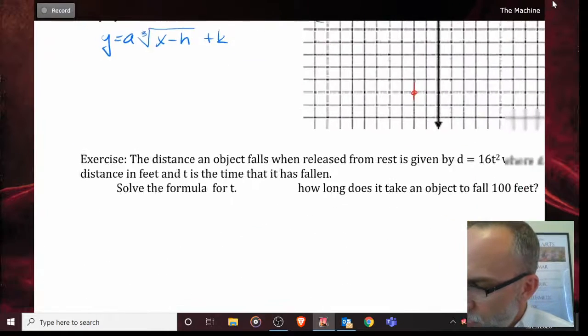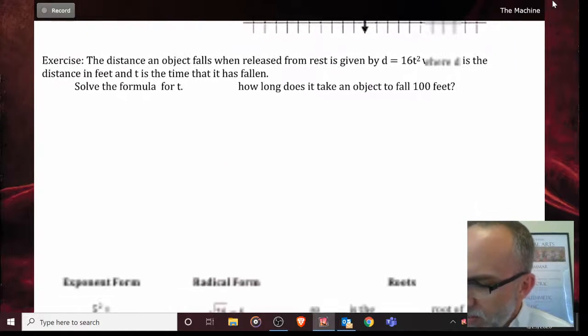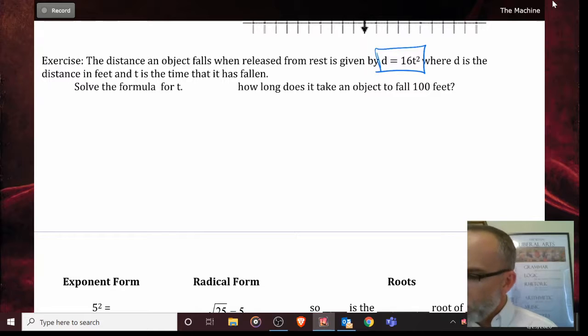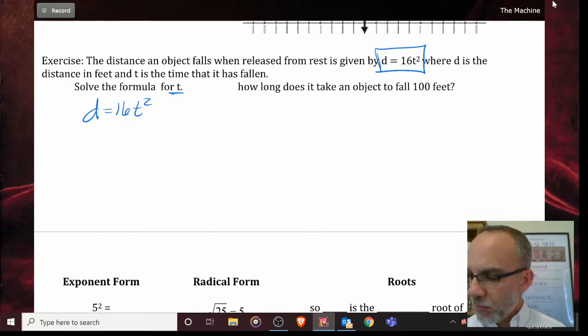Okay, so for this one, the distance an object falls when released from rest is given by d is equal to 16t squared. Here's the formula, where d is the distance in feet. Solve the formula for t. Okay, so distance is equal to 16t squared. The first thing I should do is divide everything through by 16. This cancels. d divided by 16 is equal to t squared.